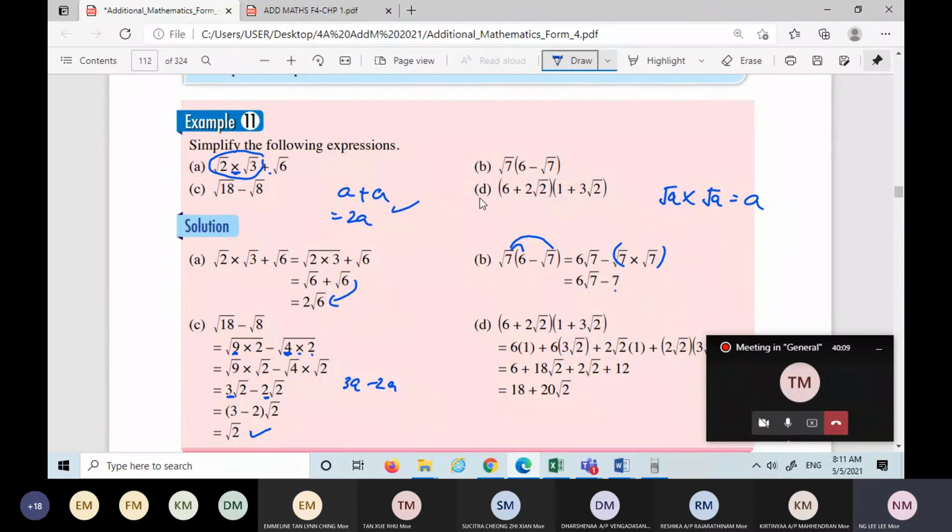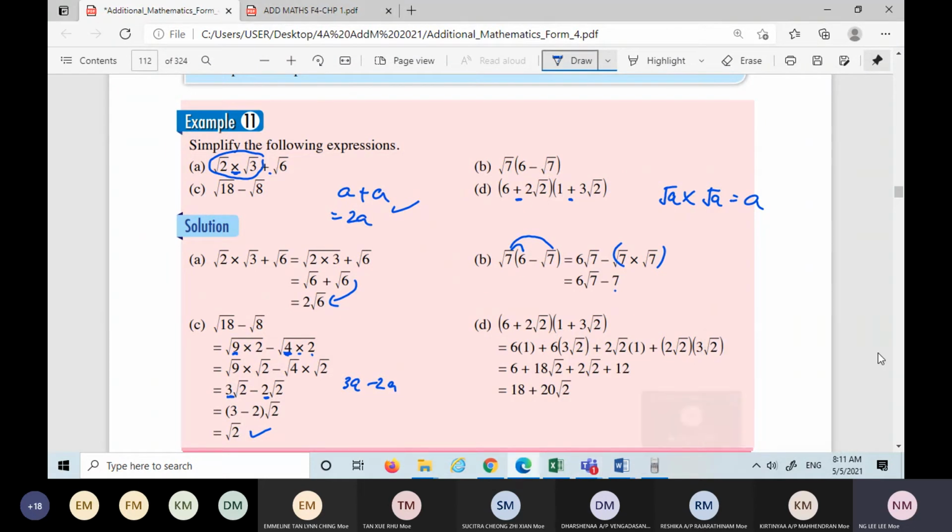Okay, look at this part D. Part D, you've got 2 brackets here. Inside is an expression. You have a plus here, so you've got to expand it term by term. So the first one, 6 times 1. Then first term times the second term, 6 times 3 square root of 2. Next, second term times the first term, and last, second term times the second term, 2 square root of 2 times 3 square root of 2. Then do one by one.